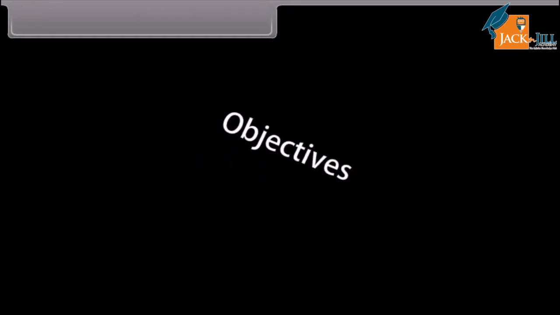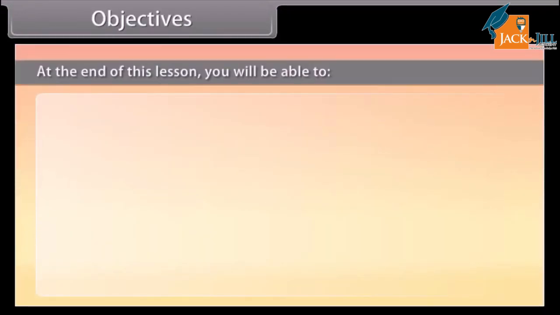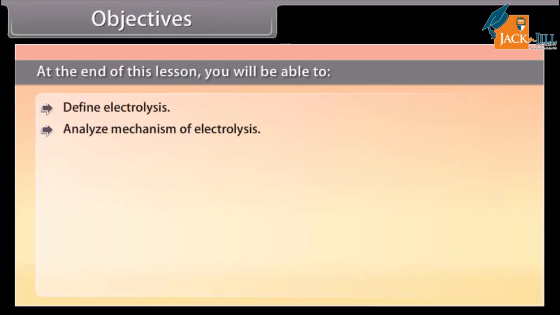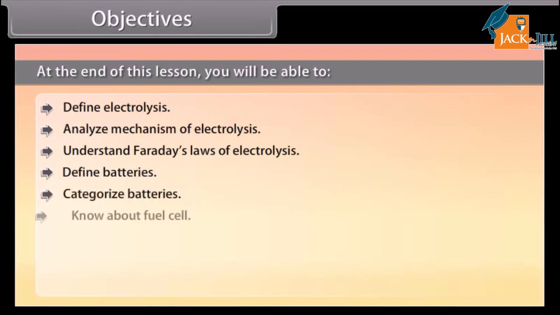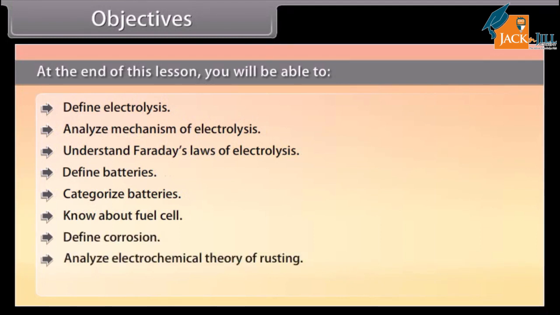Objectives. At the end of this lesson, you will be able to define electrolysis, analyze the mechanism of electrolysis, understand Faraday's laws of electrolysis, define batteries, categorize batteries, know about the fuel cell, define corrosion, analyze the electrochemical theory of rusting, and explain prevention of corrosion.